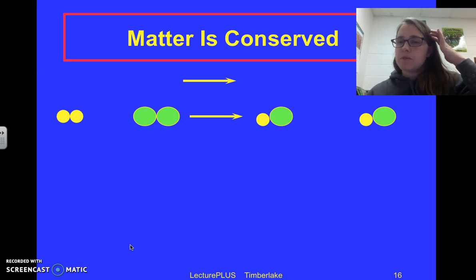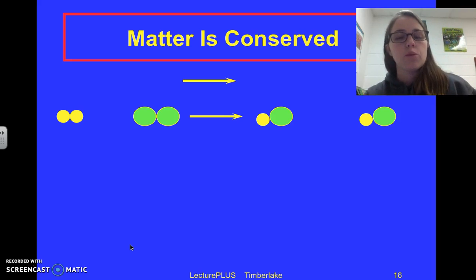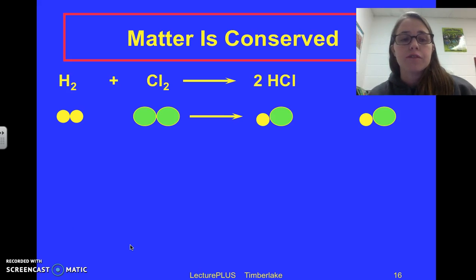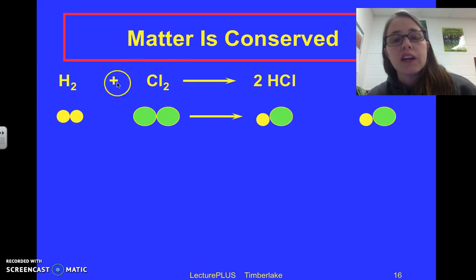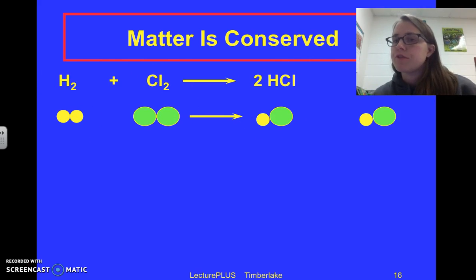The reason why this is important is because it shows that matter is conserved. Whatever you put into it, you have to get out of it. So here we have a single molecule of H2 and a single molecule of Cl2. Here we have 2 molecules of HCl. So you see 1, 2 H's, 1, 2 H's, 1, 2 Cl's, 1, 2 Cl's. So even though they are in a different form, okay, they still exist. Whatever we have put in here, we get out. It's just in a different form. Remember, matter cannot be created or destroyed. It can only change form.